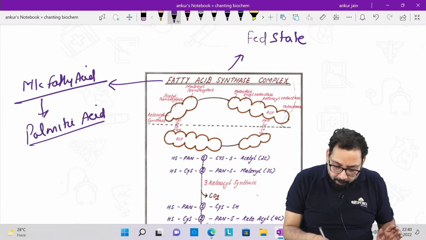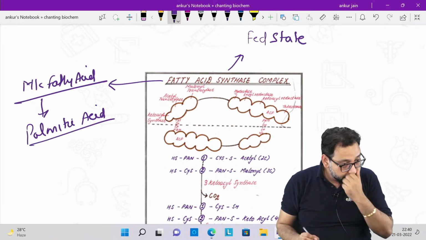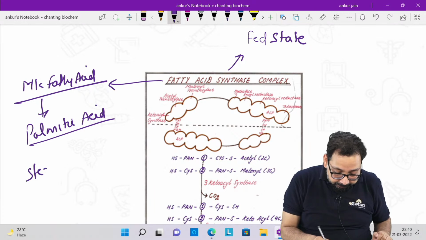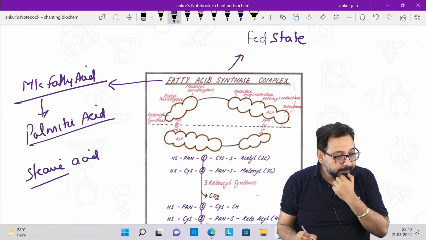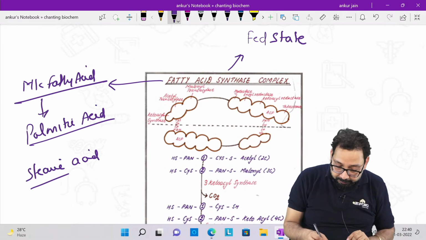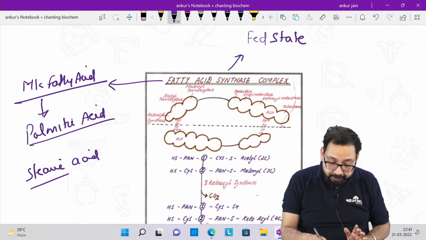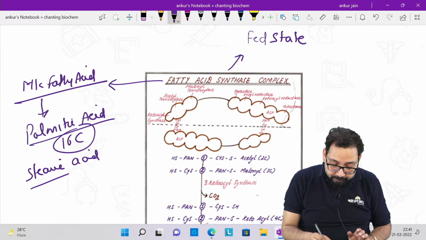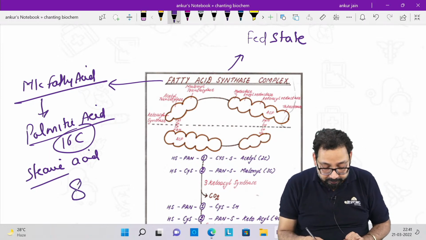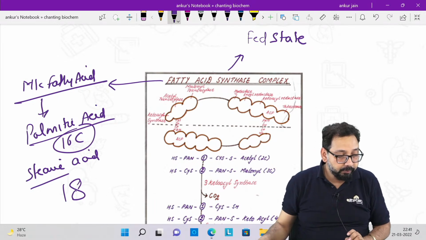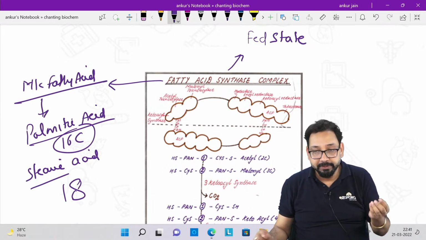Yes, how many carbon in palmitic acid? Stearic acid, how many carbon? Yes, answer please. Palmitic 16 carbon. Stearic S looks like 8. Stearic 18 carbon. If you don't remember, you can remember like this.